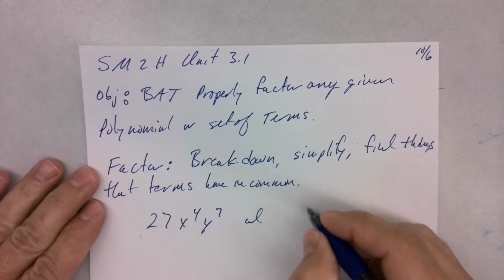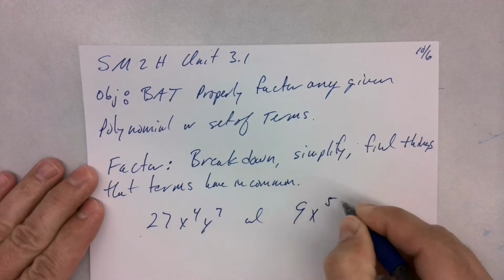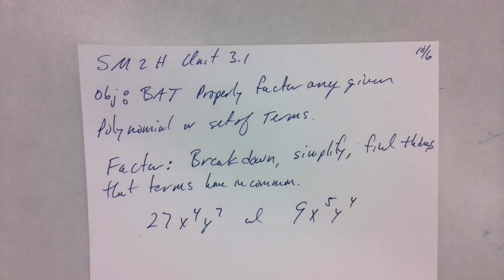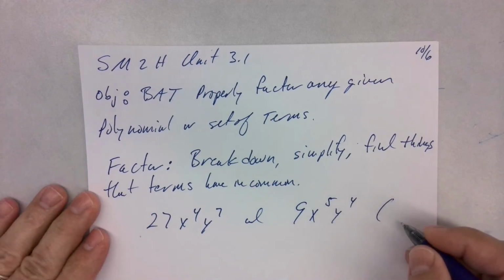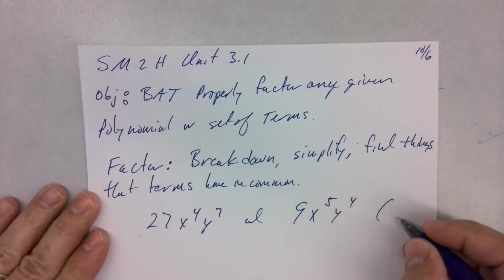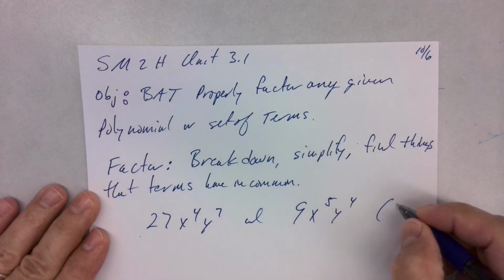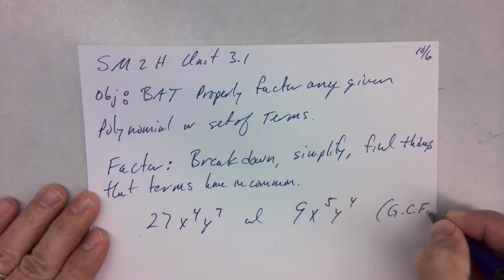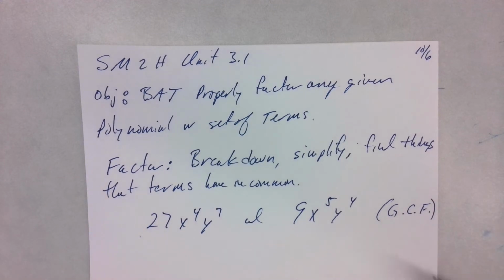So let's say I've got that, and let's say I've got 9 x to the 5th, y to the 4th. So let's say these are my 2 terms, right? And I want you to find the, what do we call it? Greatest. I want the GCF, the greatest common factor, which means I want to find the what? The biggest. Yeah, but I'm not talking just number. I'm talking number, variable, whatever.